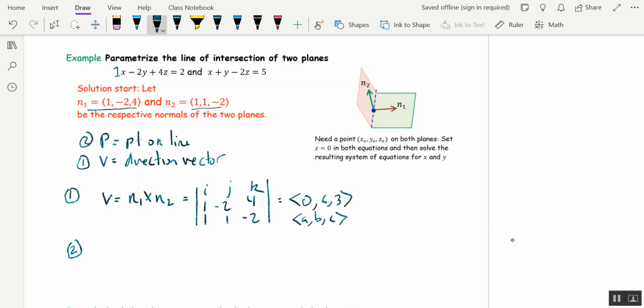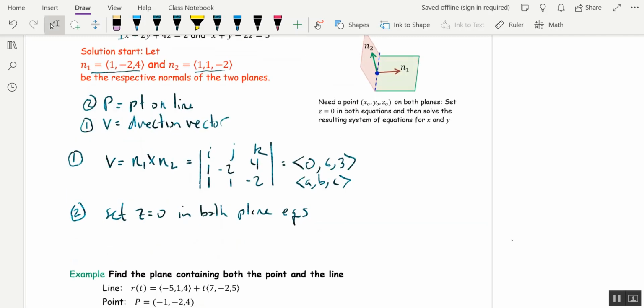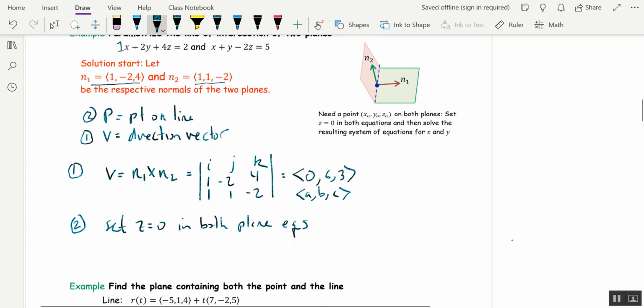So for 2, I need a point on the line, and the point has to lie in both planes. So what I'm going to do is set z equal to 0 in both plane equations. Nothing special about z. I could have set x equal to 0 or y equals 0. But if I set z equal to 0, here's what I get. The two equations are x minus 2y equals 2 and x plus y equals 5. Now I'm down to two equations, two unknowns, and I can solve that linear system.